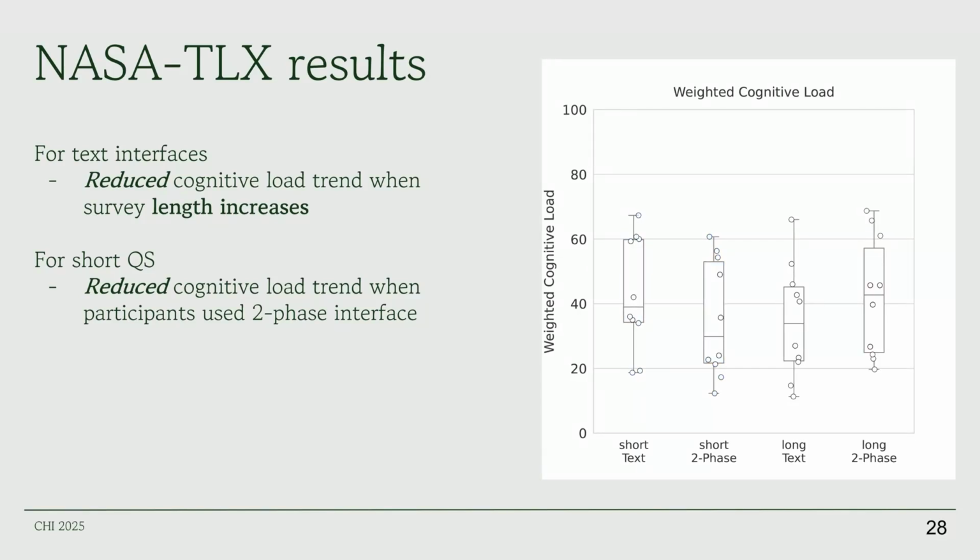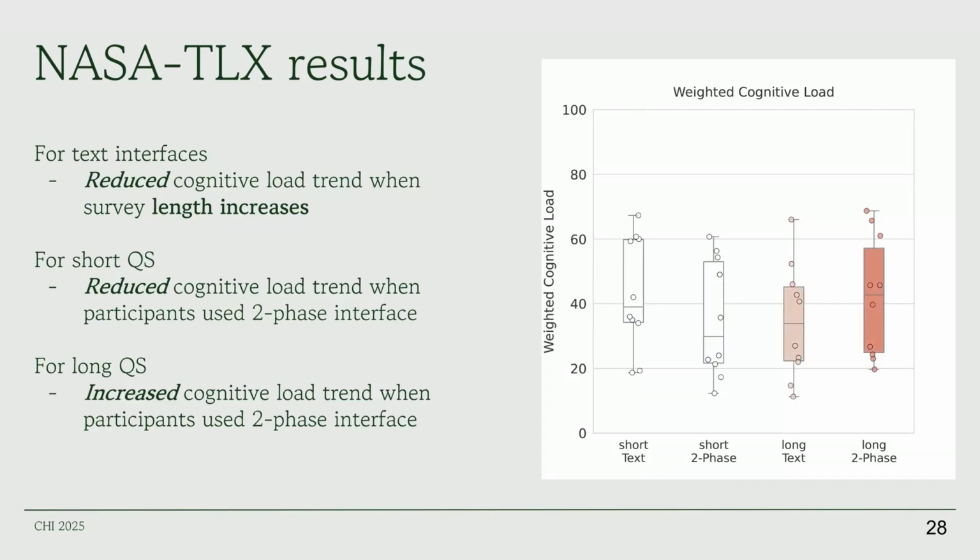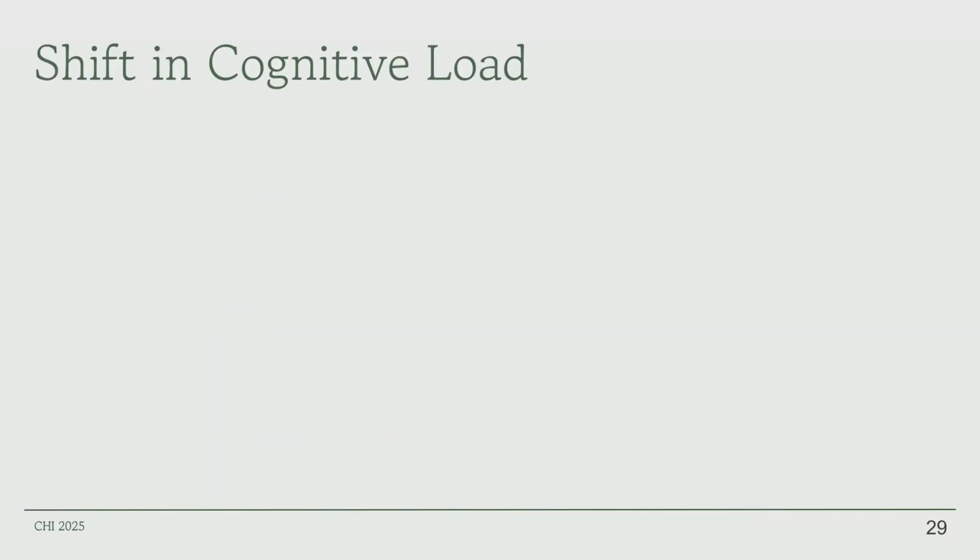However, in the long survey, the results again contradict our hypotheses. Participants using the two-phase interface experienced a trend toward higher cognitive load compared to those using the text interface. Given these unexpected findings, we performed additional qualitative and quantitative analysis to further understand participant experiences and underlying factors. And here's what we found.